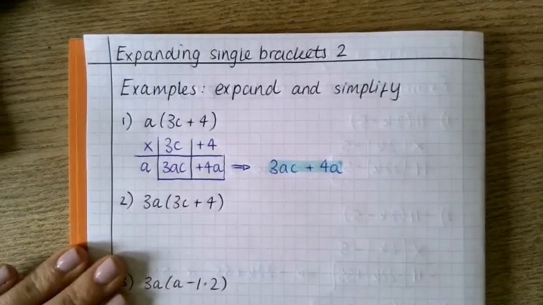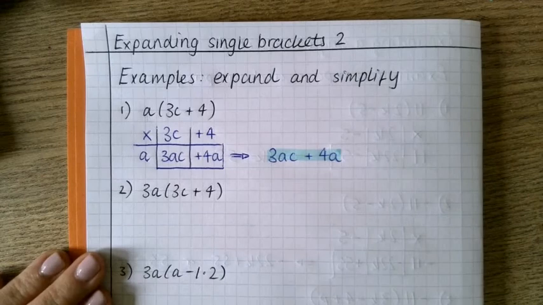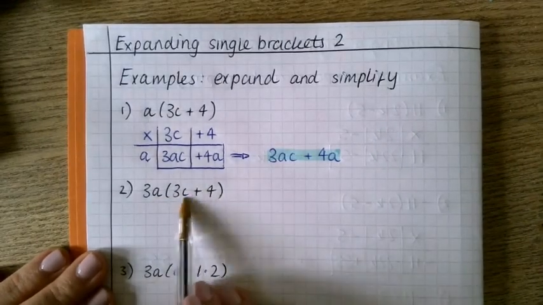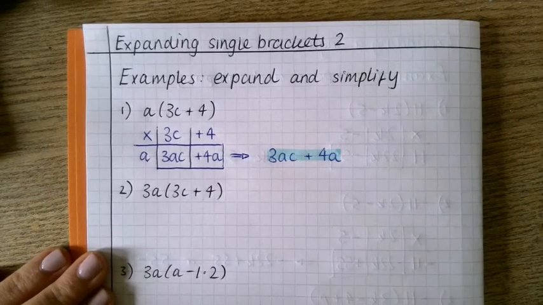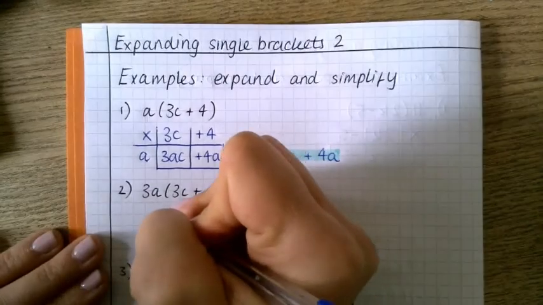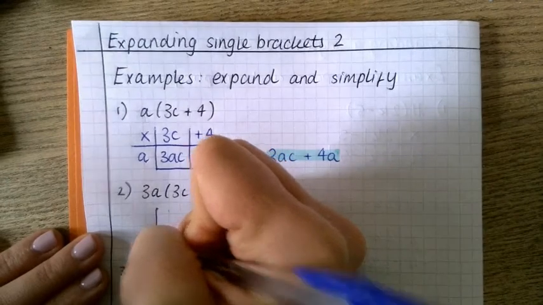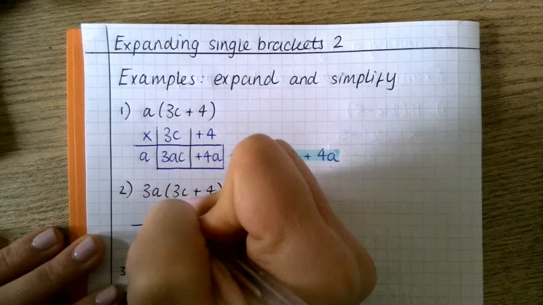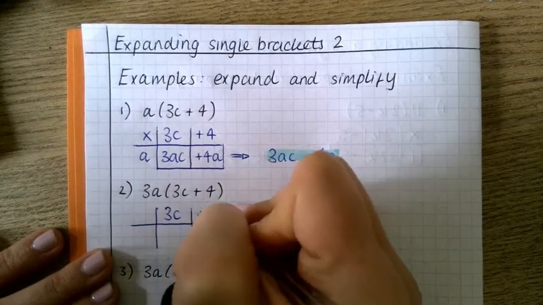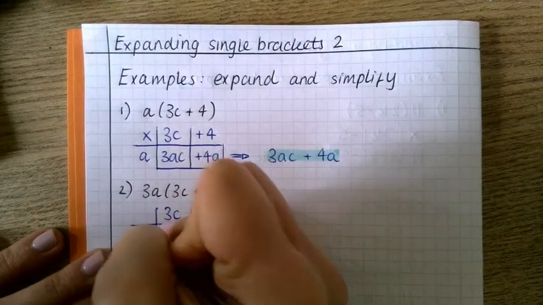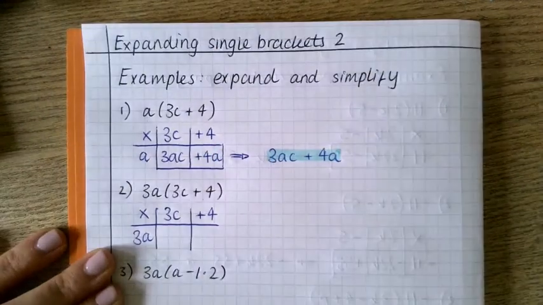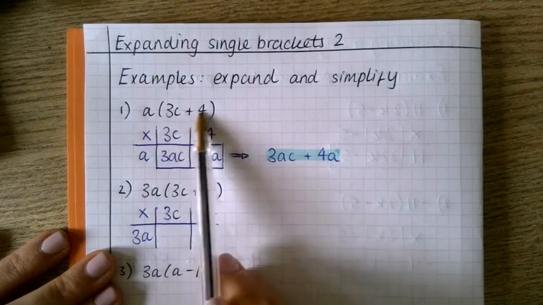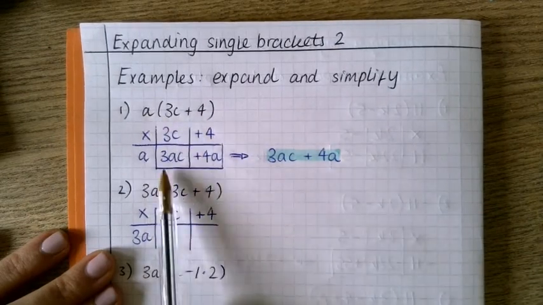Example 2, we have 3a multiplied by everything in this bracket, 3c plus 4. So I'm going to draw my grid. And I need to do 3c plus 4 multiplied by 3a. This is really similar to the previous example, isn't it? Except instead of multiplying the whole bracket by a, we're multiplying it by 3a.